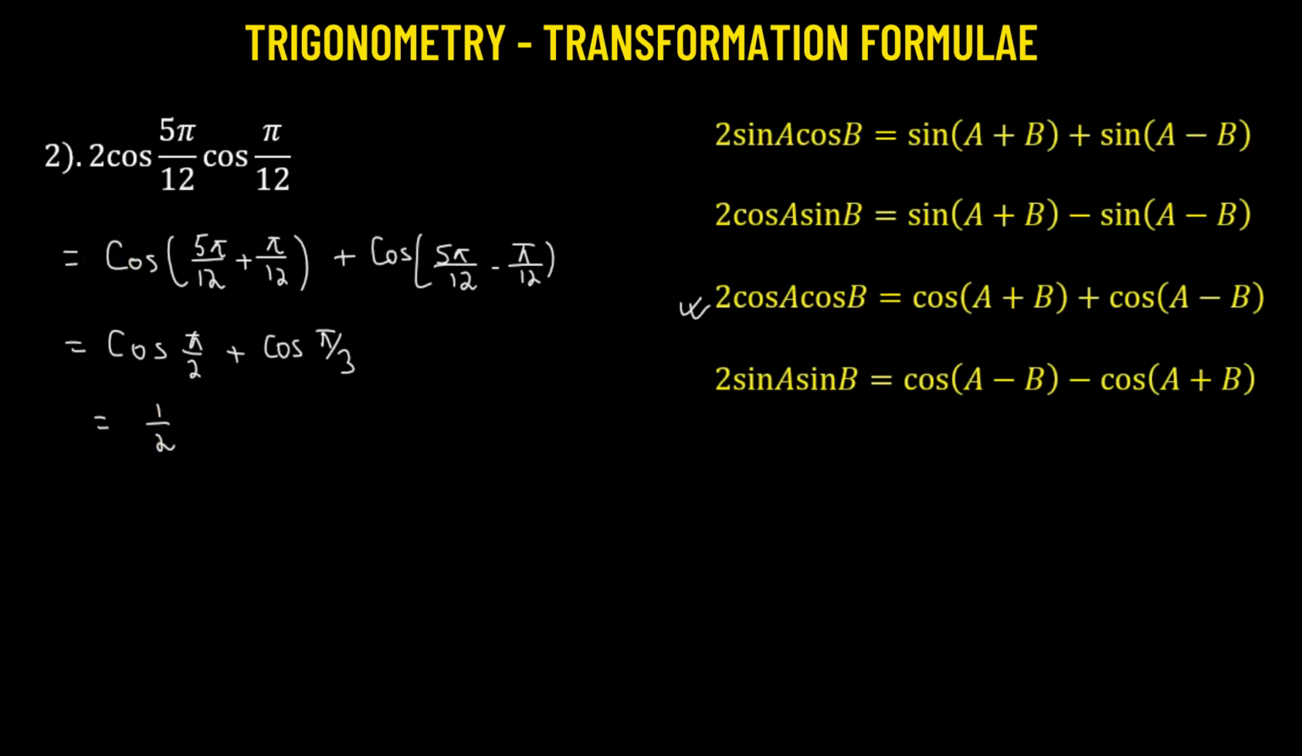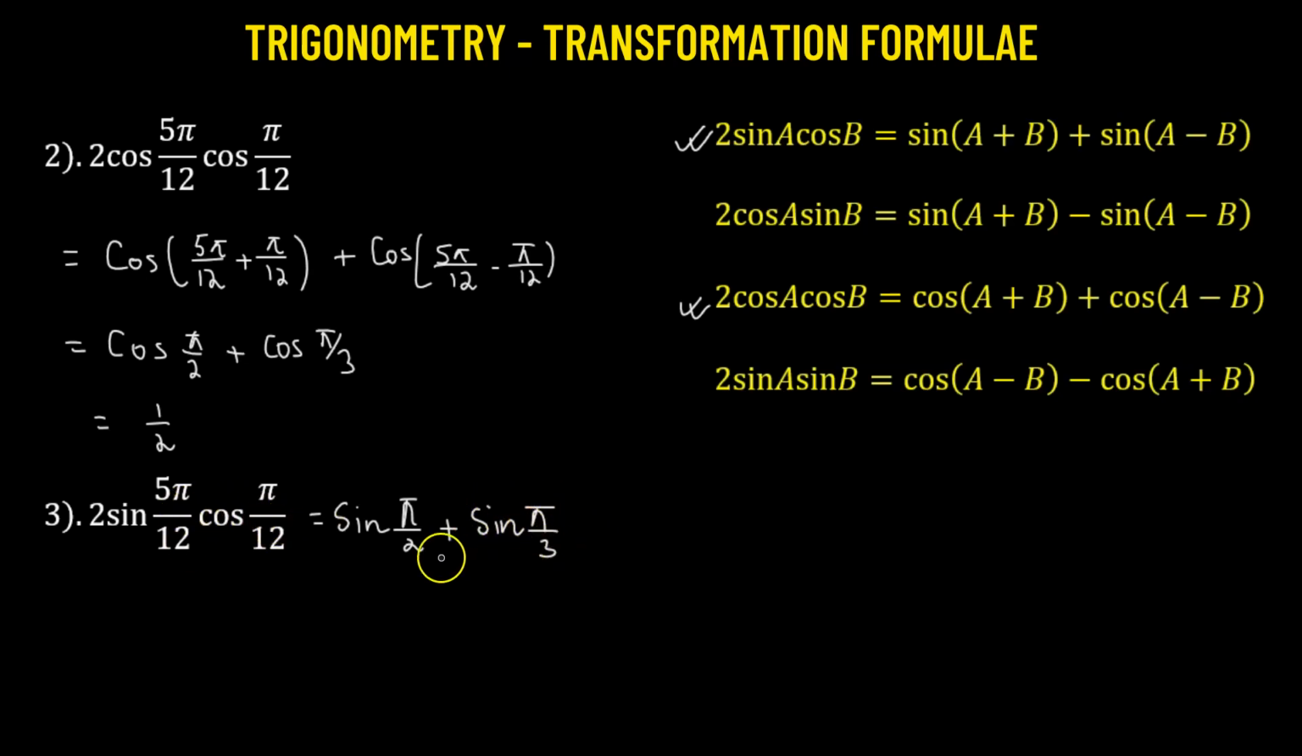Now let's go to the third problem. So here we have 2 times the product of a sine function and a cosine function. So here we will consider 5 pi over 12 to be A and pi over 12 to be B, because 5 pi over 12 is clearly greater than pi over 12. So for this, we'll have to use the first transformation formula. So this will become equal to sine of 5 pi over 12 added to pi over 12, that gives us the value pi over 2 radians, plus sine of A minus B, so 5 pi over 12 minus pi over 12, that's pi over 3. Fine. So this will be equal to sine pi over 2, that has a standard value of 1, plus sine pi over 3, that's square root of 3 over 2. So this is going to be the value.